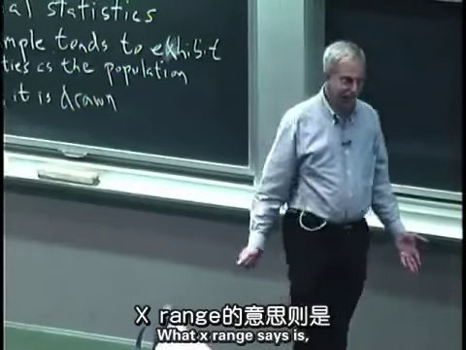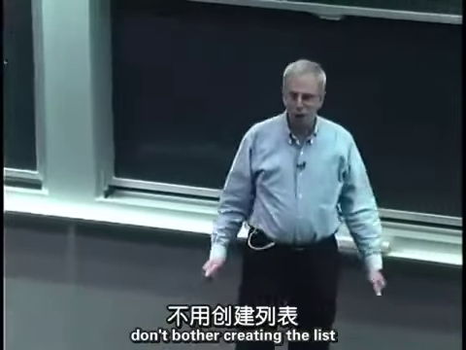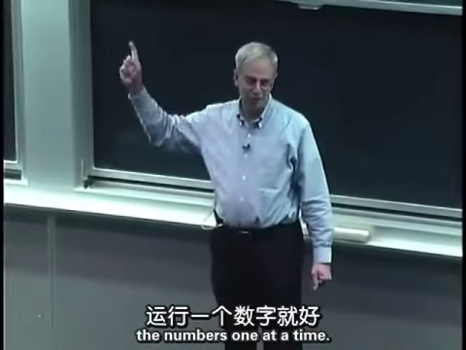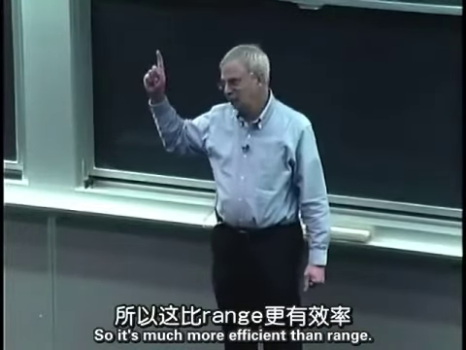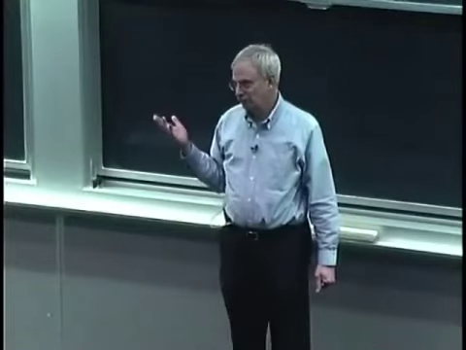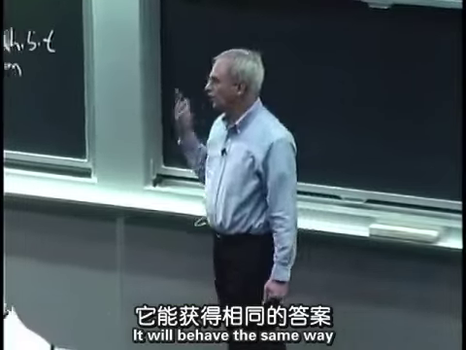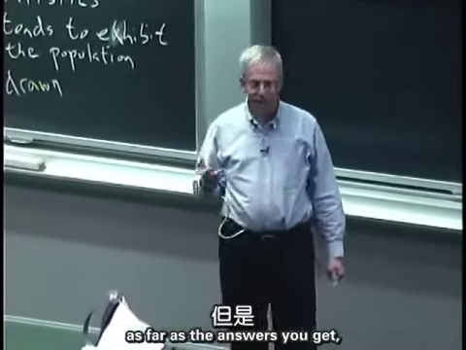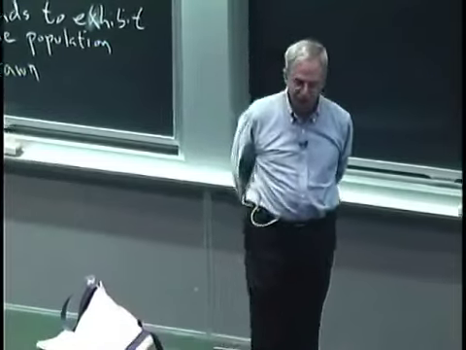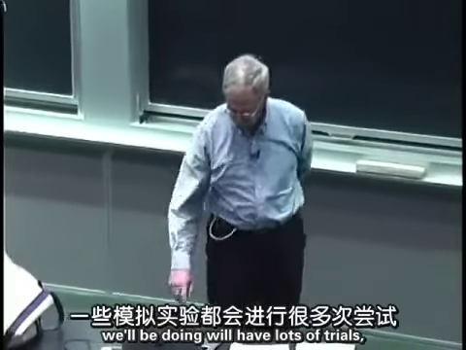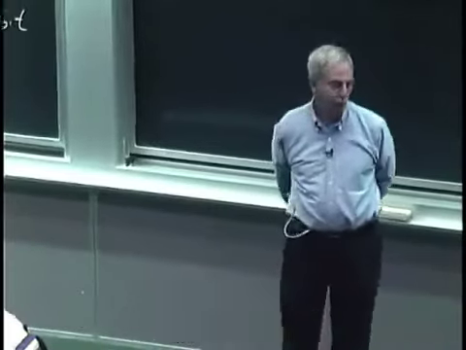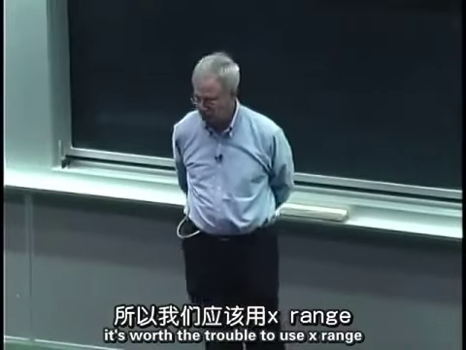What X range says is, don't bother creating the list. Just go through, in this case, the numbers one at a time. So it's much more efficient than range. It will behave the same way as far as the answers you get, but it doesn't use as much space. And since some of the simulations we'll be doing will have lots of trials or lots of flips, it's worth the trouble to use X range instead of range.